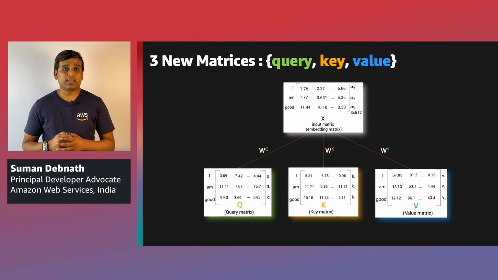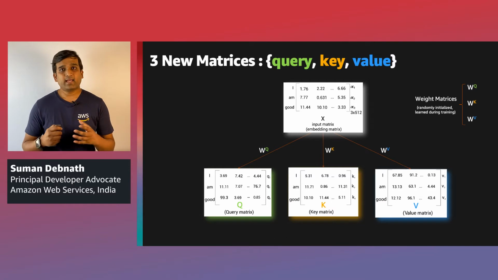Now, from the input matrix X, we create 3 new matrices, namely a query matrix, a key matrix, and a value matrix. To create these 3 matrices, we introduce 3 new weight matrices called WQ, WK, and WV. We create these matrices by simply multiplying the input matrix by these 3 weight matrices respectively.